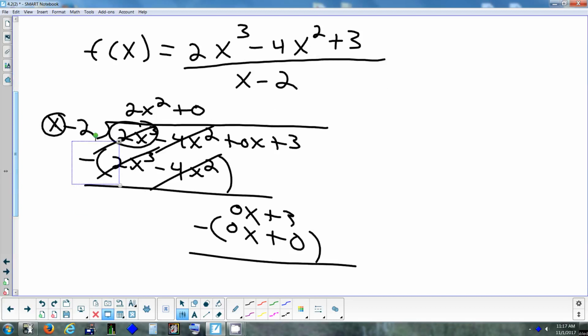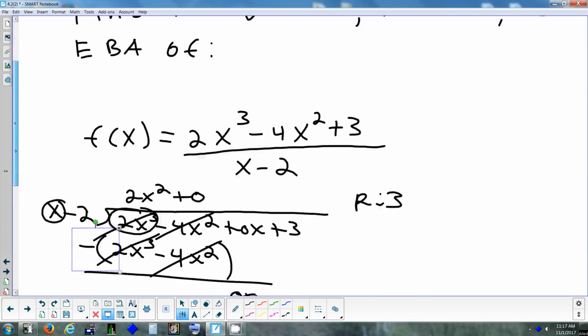Subtract. 0 minus 0 is 0. What's 3 minus 0? 3. So it's not really necessary to go through all those steps at the end if you can just see the remainder is 3.